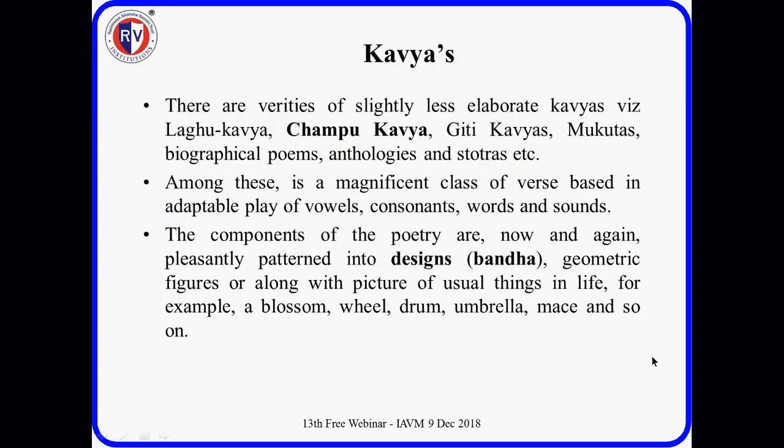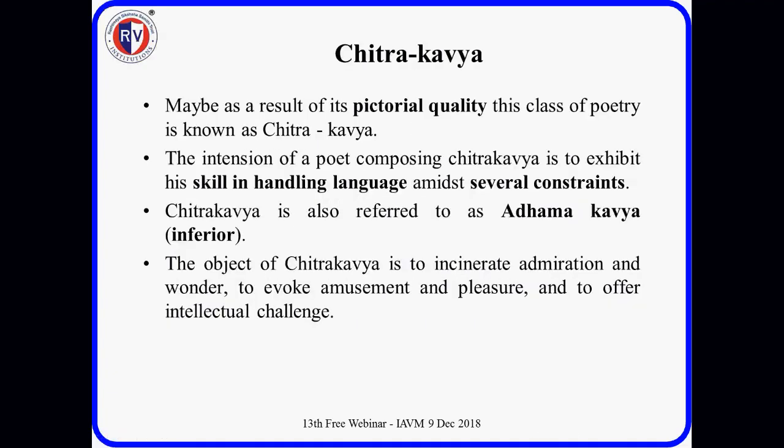The components of the poetry are now and again pleasantly patterned into designs which we call bandha, geometric figures along with pictures of usual things in life, for example a blossom, a wheel, a drum, an umbrella, a mace, and so on. The poet plays in such a way that it represents different designs. Coming to Chitrakavya, the name has come perhaps as a result of its pictorial quality, as it represents some picture. This class of poetry is also known as Chitrakavya.